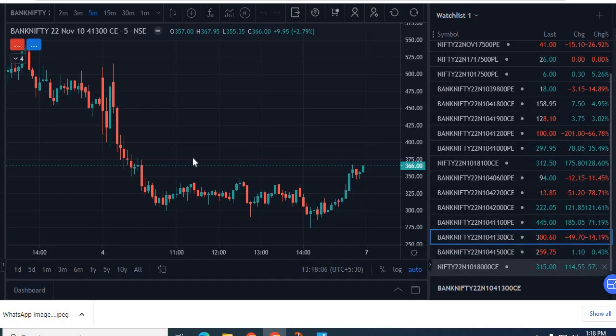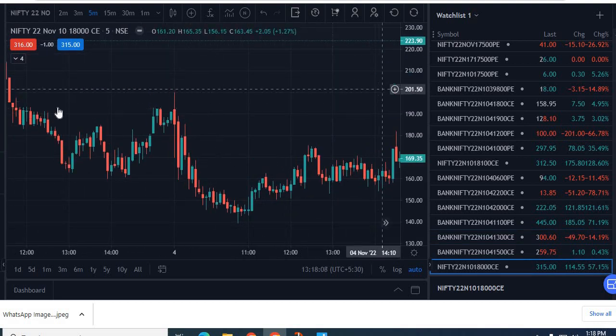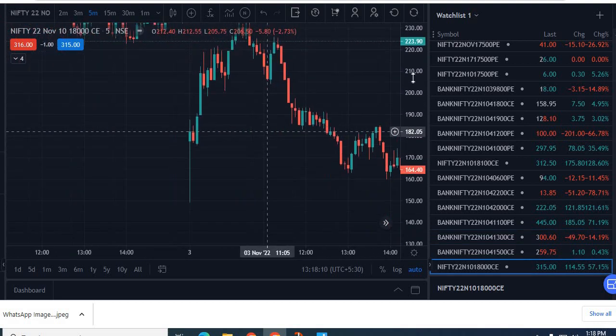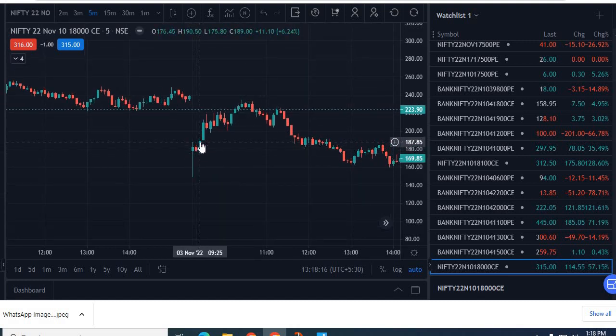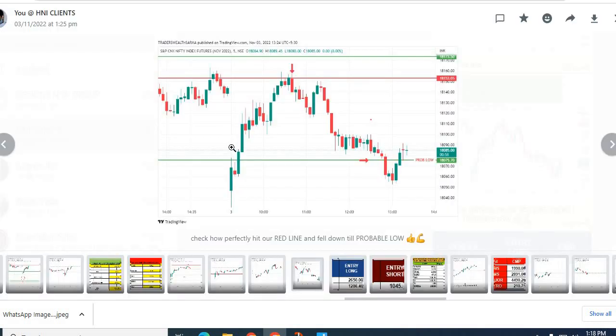let me show you what happened on the 3rd. Let us take it back. See, this was on the 3rd. So on the 3rd, if you buy at 9:20, then the second time, the 3rd candle, because it was in the 3rd candle that it started going up.